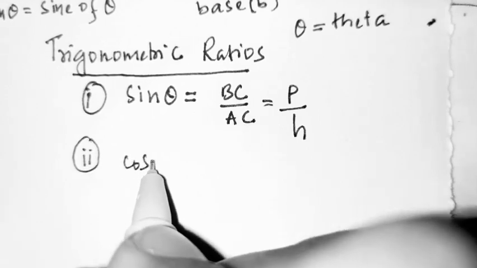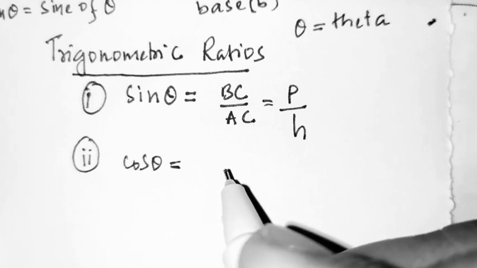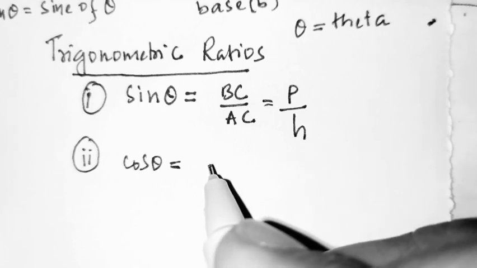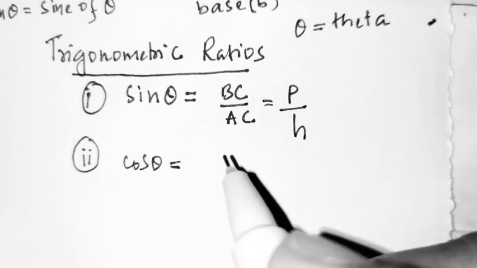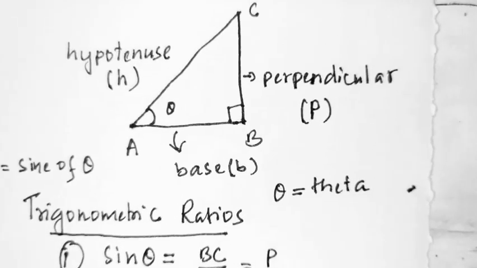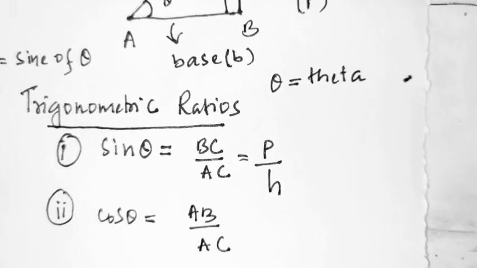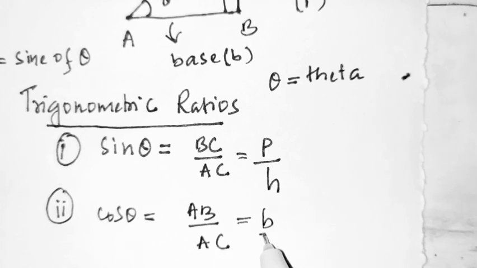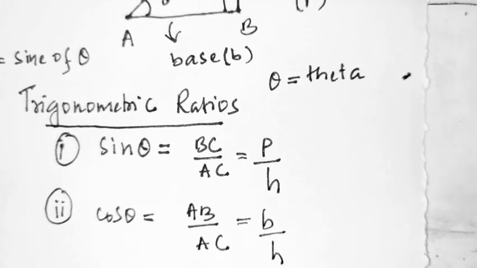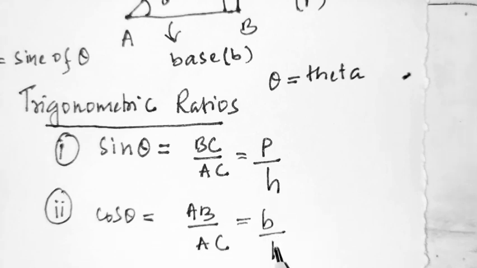In the same sense, we can go to the next trigonometric ratio, that is cos theta. So the full form is cosine of theta. So cos theta is equal to, if I look into the figure, AB divided by AC. Here AB is the base and AC is the hypotenuse, which makes cos theta equal to base divided by hypotenuse. So it is really very simple. The sin theta is equal to perpendicular divided by hypotenuse, and cos theta is equal to base divided by hypotenuse.